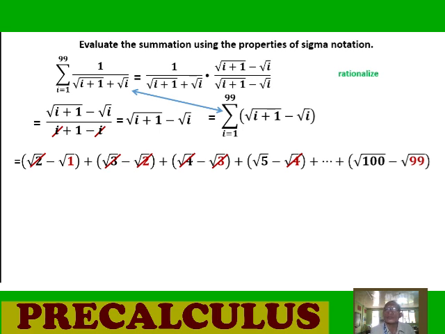So negative square root of 99 is cancelled. So what is left is square root of 100 and negative square root of 1. So that is equal to square root of 100 minus square root of 1. Square root of 100 is 10, square root of 1 is 1. So 10 minus 1 equals 9. So that is the value of the summation. So thank you. That's enough.